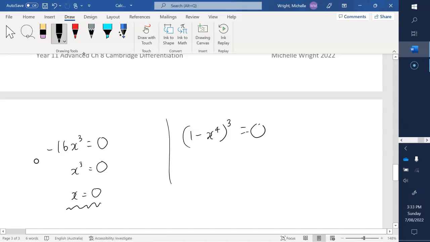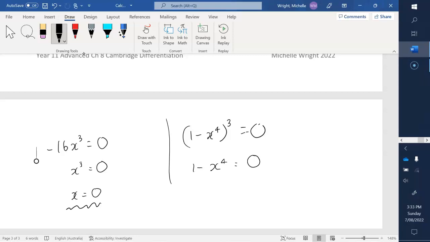Let's take the cube root of both sides. So I'm going to have 1 minus x to the 4 on this side. And you can do this bit on your calculator. The cube root of 0 is 0. Okay, now I need to think. What have we got? I've got a difference of 2 squares.